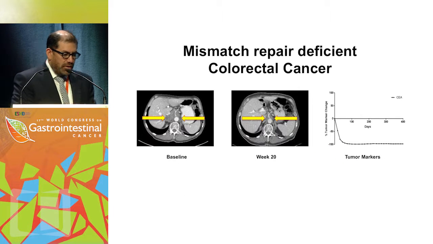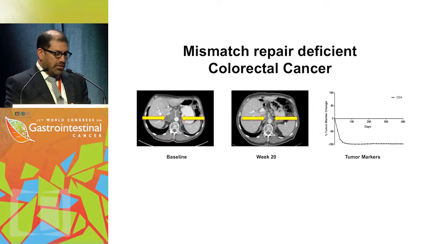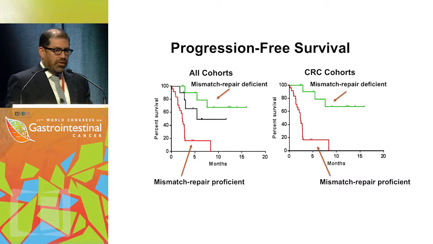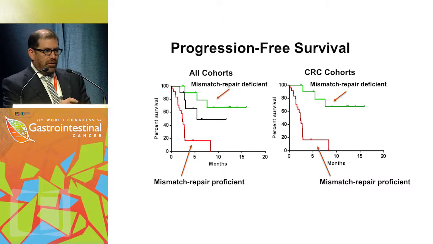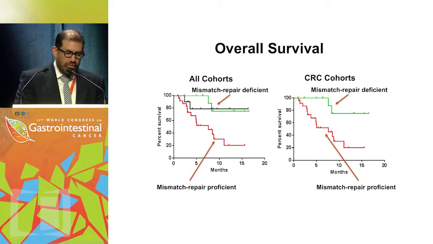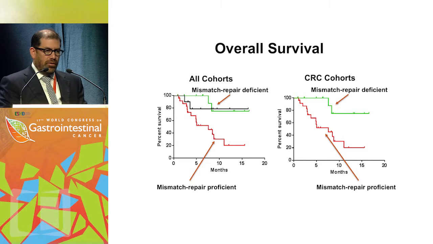Here's an example of a patient with colon cancer with a large metastases actually surrounding the pancreas, and the patient responded beautifully. The patient's pain went away quite quickly, actually after a couple of weeks. And here are the Kaplan-Meier curves of progression-free survival. Again, in the red are the mismatch repair proficient tumors, in the green are the mismatch repair deficient tumors, and all cohorts are on the left, and in the black are the mismatch repair deficient other colorectal cancer groups. And on the right, you can see the mismatch repair deficient versus the proficient group. In terms of overall survival, again in the green, the deficient group, and in the red, the proficient group.